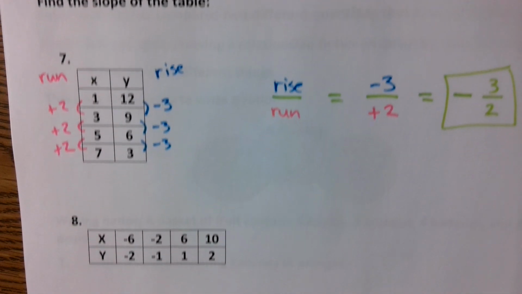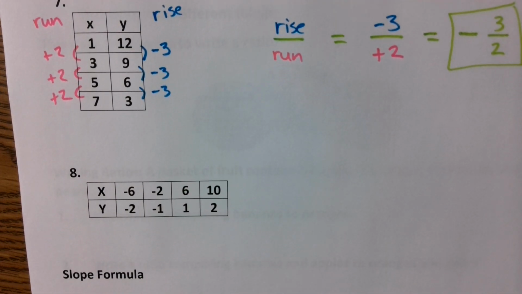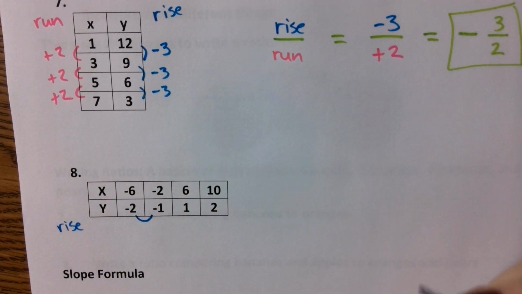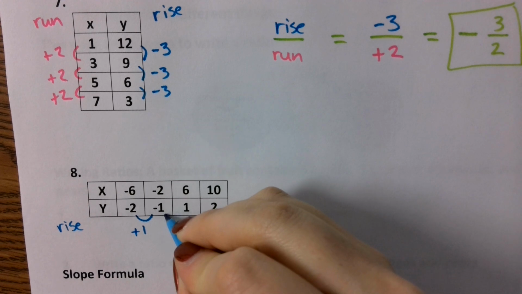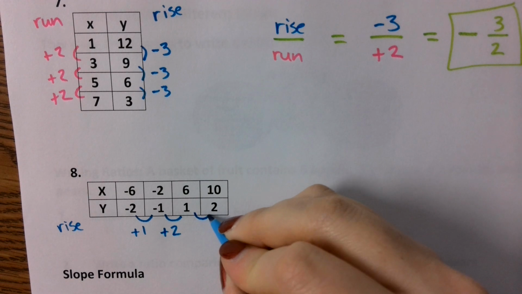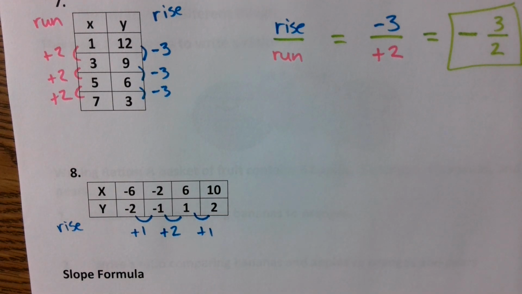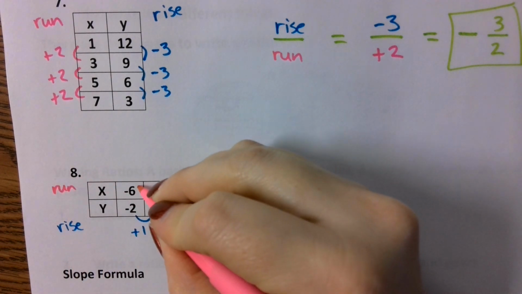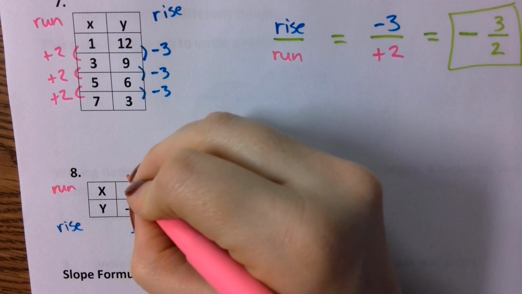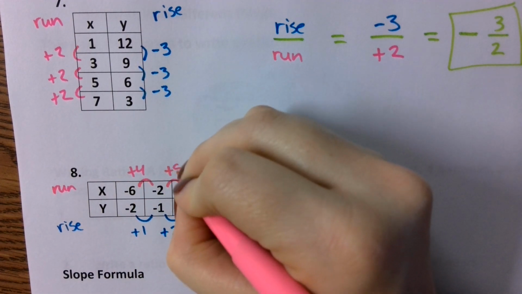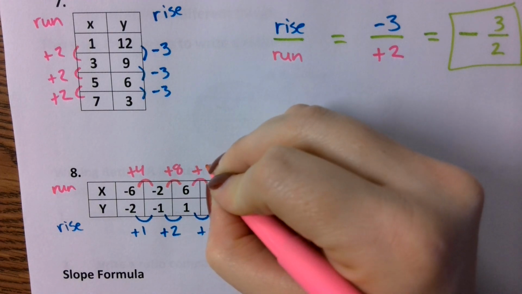Let's take a look here. Our rise, again, is the change in y. So in this case, we're going from -2 to -1. That means we're increasing by 1. But then we're going from -1 to +1. That was an increase by 2. And then 1 to 2 is an increase by 1, which is okay for that to happen, remember, because they will come out to the same value in the end. Our run, when we went from -6 to -2, we increased by 4. -2 to +6 was an increase by 8, and then 6 to 10 was an increase by 4.